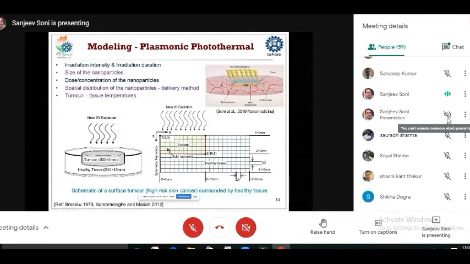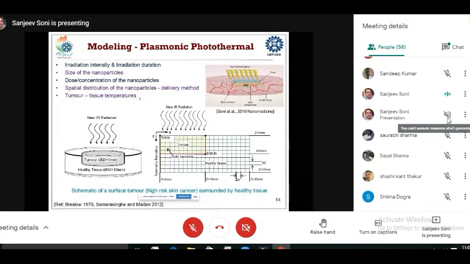Suppose now I need to decide what kind of nanoparticle dose is to be injected in a particular tumor, what should be the intensity, what should be the duration for which it is to be irradiated, and what should be the size of the nanoparticles. All these parameters are called the pre-treatment planning for this therapy, and the clinician should do this in advance before such therapies are administered to a patient.